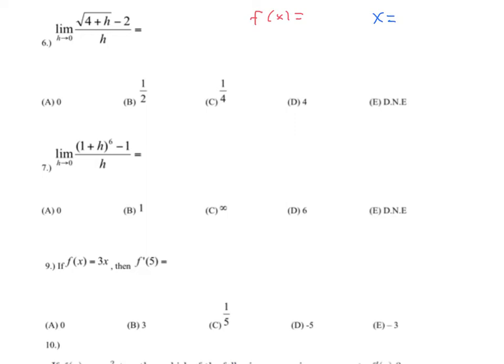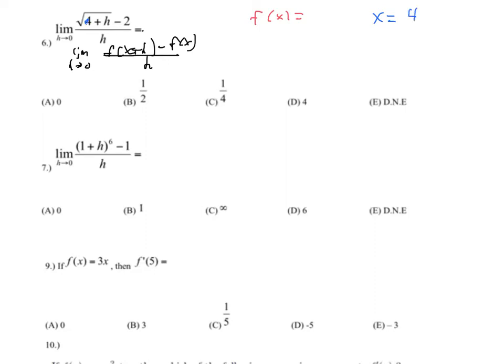The definition of the derivative, the limit as h goes to 0, f of x plus h minus f of x all over h. Well then what did we do? What x value did we plug in and add h to? We plugged in an x value of 4 and added h to it. So our x value is 4.